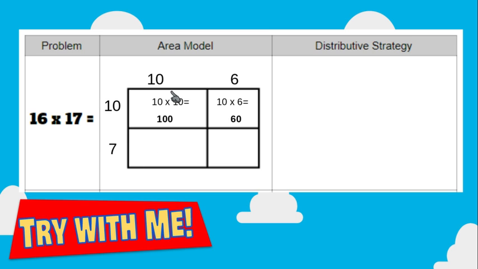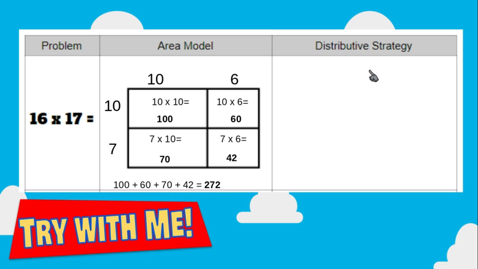Down here, I'm going to take my 7 times 10. 7 times 1 is 7 with 1 place mover. That's going to be a 70. Here's my 7 with 1 place mover. And I'm going to take my 7 times 6. I know that 7 times 6 is 42. So now I'm going to add up my products, my partial products. We've got 100 plus 60 plus 70 plus 42 is equal to 272.